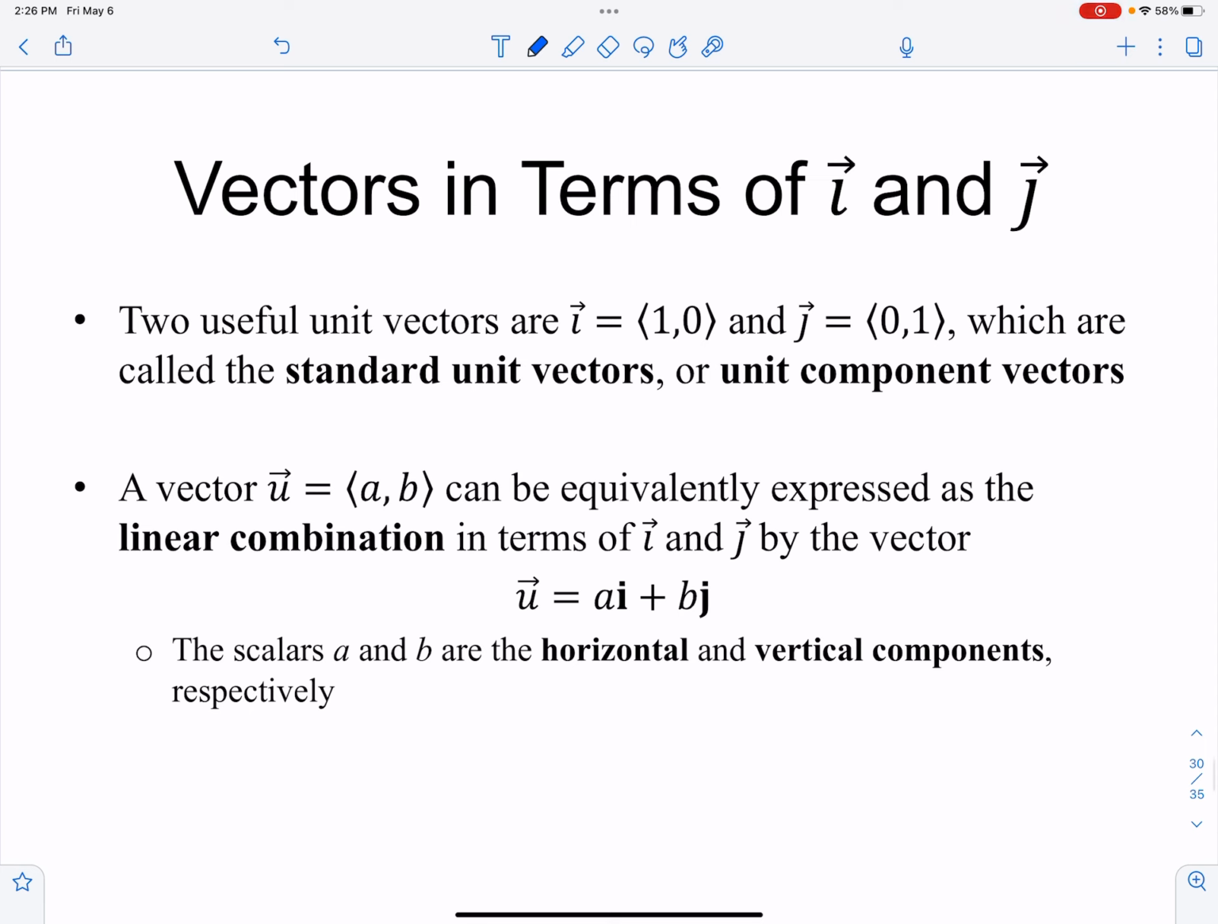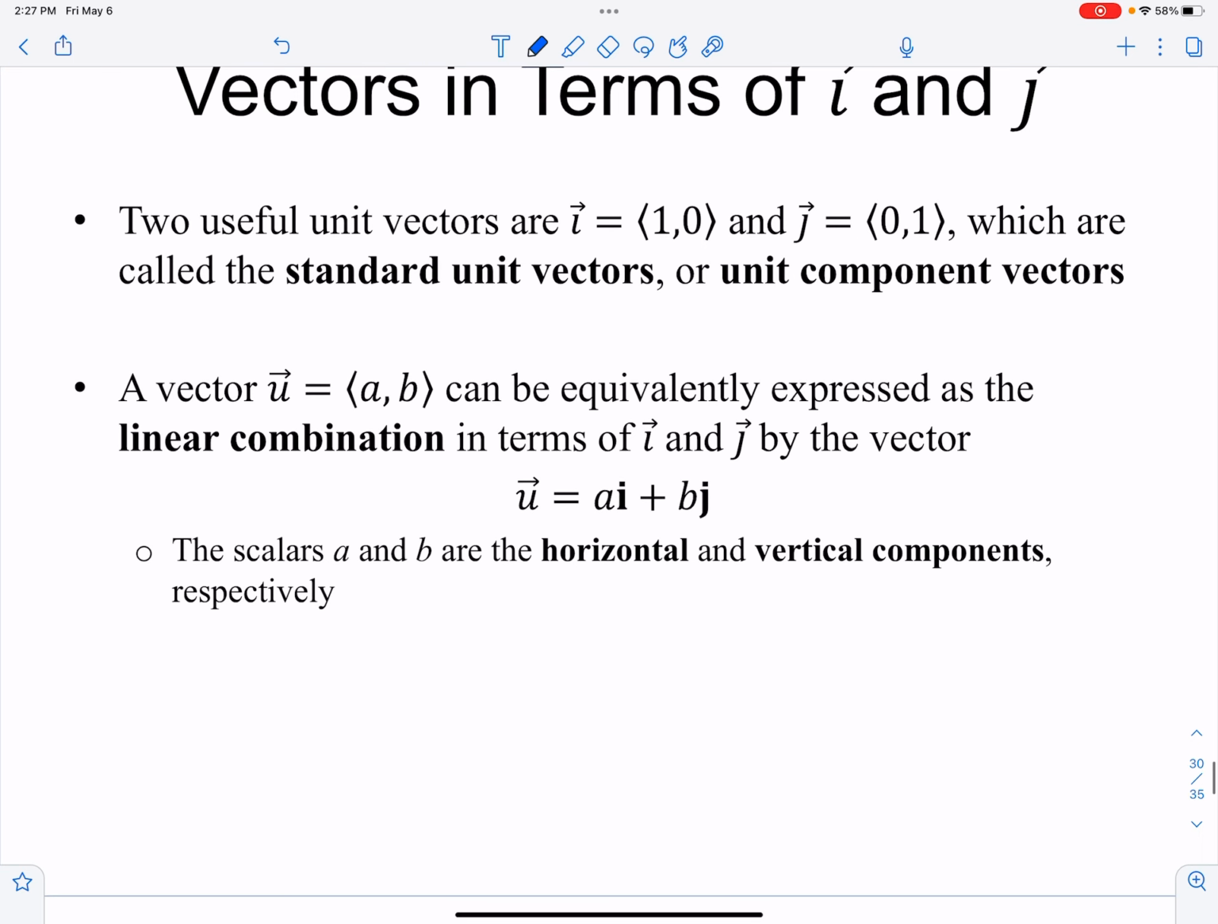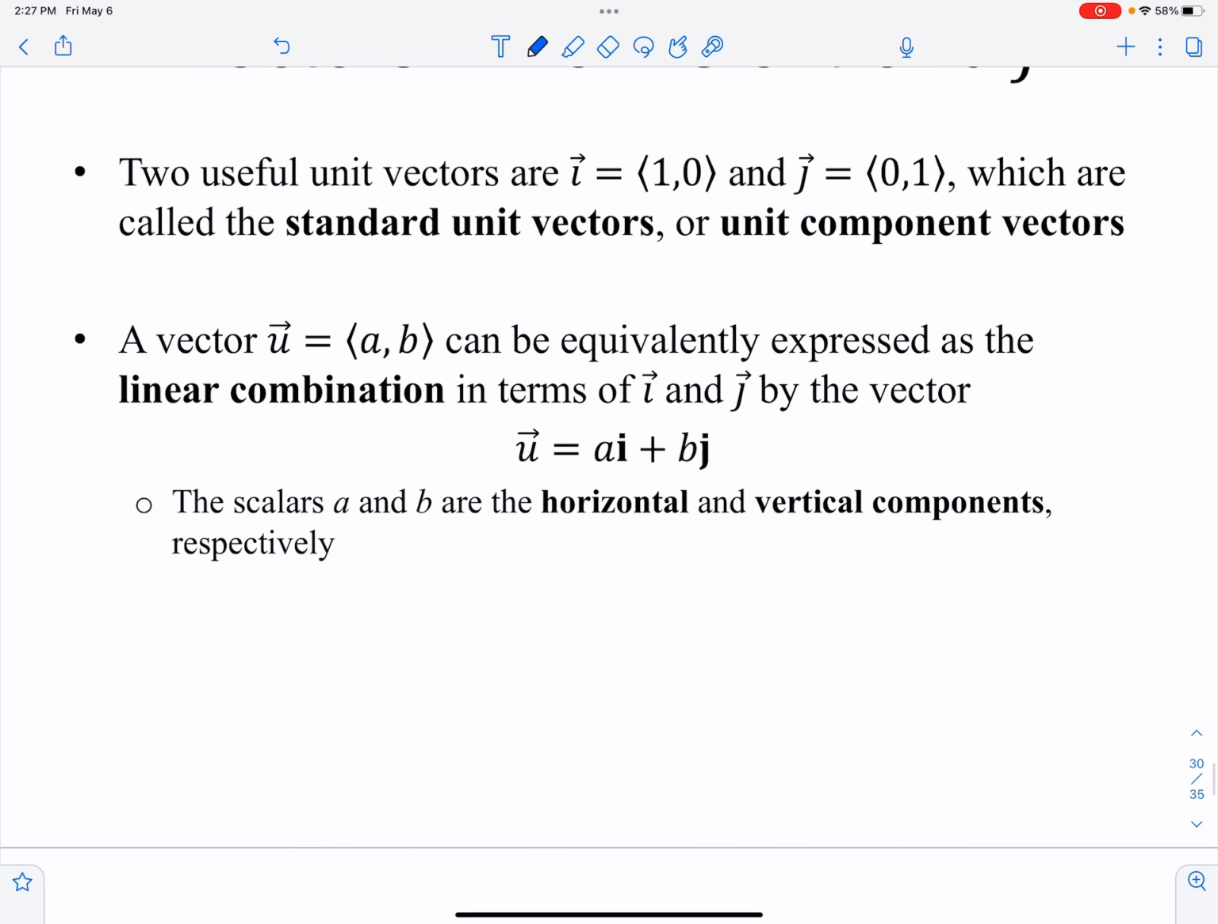Now, vectors in terms of i and j. So another common way besides using the pointy brackets is to represent vectors in terms of i and j. And that's referencing two unit vectors. So the vector i is a common unit vector, which would terminate at the point 1, 0, and the vector j would terminate at the point 0, 1.